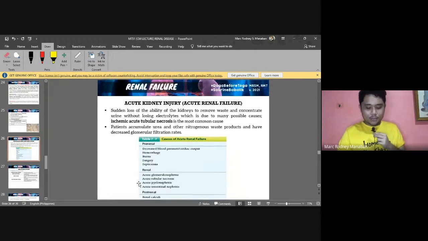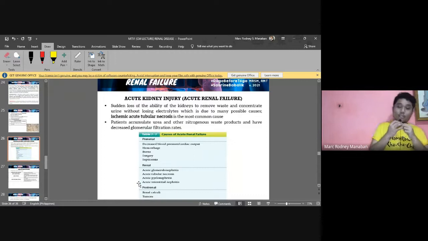Okay, so of course, your renal failure can be divided into two. You have the acute renal failure, also known as acute kidney injury. Kani siya there is sudden loss, like pakalit lang yun. The sudden loss of the ability of the kidneys to remove waste and concentrate urine without losing electrolytes, which is due to many possible causes. And the most common is ischemic acute tubular necrosis. So there is pakalit. Example, ischemic na pakalit na blockage sa blood flow. So wala oxygen ang kidneys na ma-receive. So therefore, ma-damage ang tubules such as acute tubular necrosis, which leads na to renal failure. Okay? Naglisod naman ang function, wala na. So, acute renal failure. Okay?